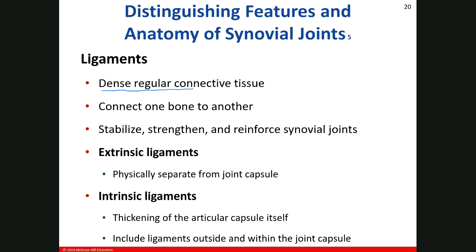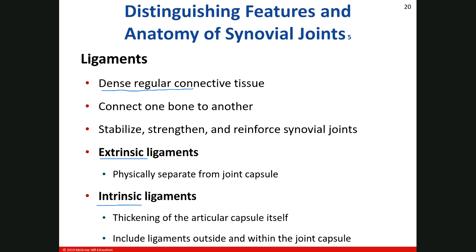And because it's made of that dense, regular connective tissue, it is going to make sure that there is stability to that joint and that it helps to strengthen that joint. The capsule helps with that too, all right? But the ligaments will also reinforce that, okay? So there's two types of ligaments that we see. We've got our extrinsic and our intrinsic, all right?